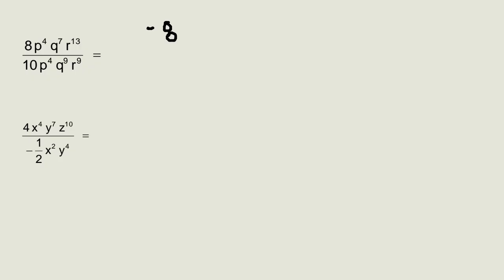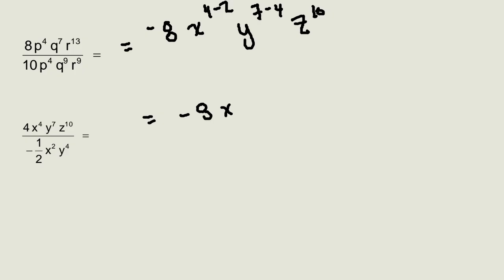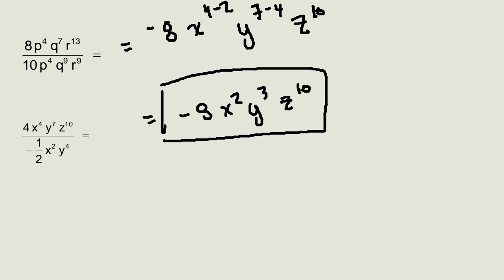And then x, I have 4 take away 2. And then for my y's, I have 7 take away 4. And then my z's, I have 10. So I have negative 8x squared, y 3, z 10 as my final answer. Okay.